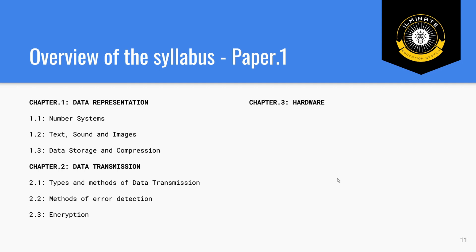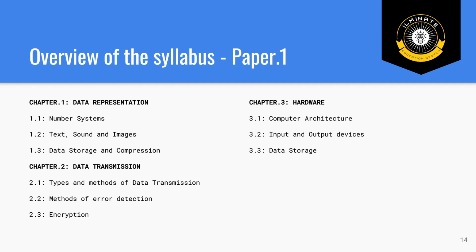Then we have chapter number 3, hardware, in which we will be learning the computer architecture, basically how the entire computer functions, how it performs all the tasks that we do. And then we have the input and output devices, such as the keyboard and the mouse. They are input devices, and the monitor and printer, these are output devices.